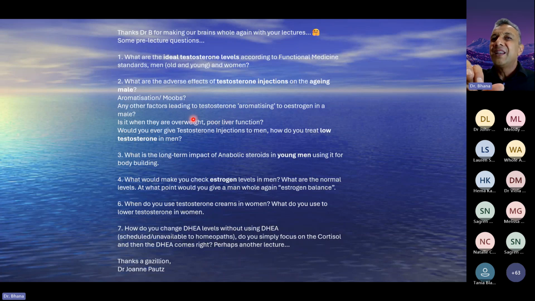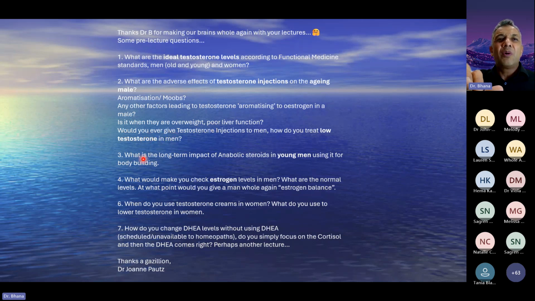So the common cause: if you're a teenager and you had stonies, yeah, you're at risk. Second commonest cause, you've got visceral fat, definitely. Then fatty liver, and then gut microbiome. Would you ever give testosterone injection to men? Of course, I give tons of it. How do you treat low testosterone?